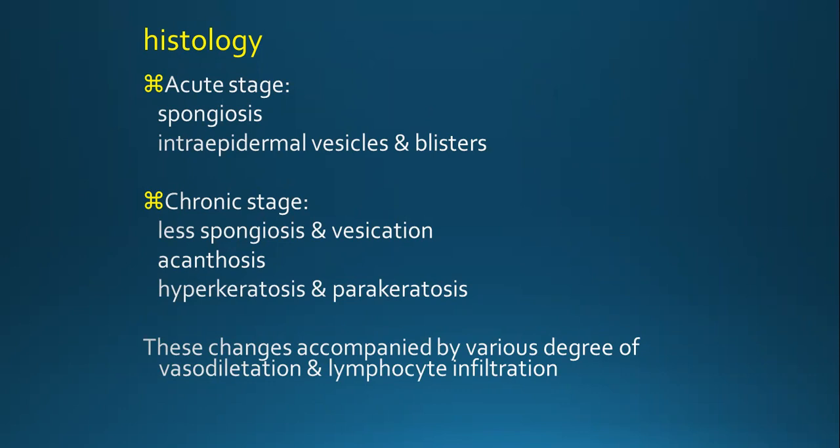Histologically, there is an acute phase, a chronic phase, and an intermediate. Acute is a wet, weeping lesion with spongiosis and intraepidermal vesicles. The chronic stage has less spongiosis and vesication, and acanthosis, hyperkeratosis and parakeratosis in the most chronic stages. And the intermediate one has a little bit of features of the acute and a little bit of features of the chronic.